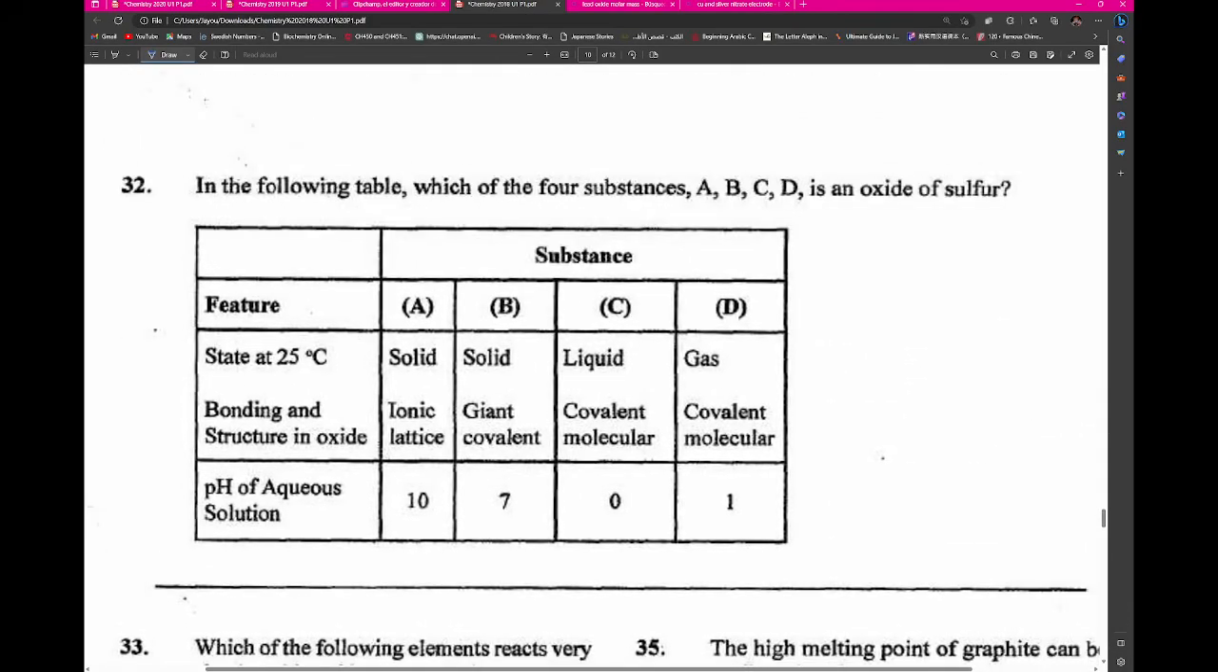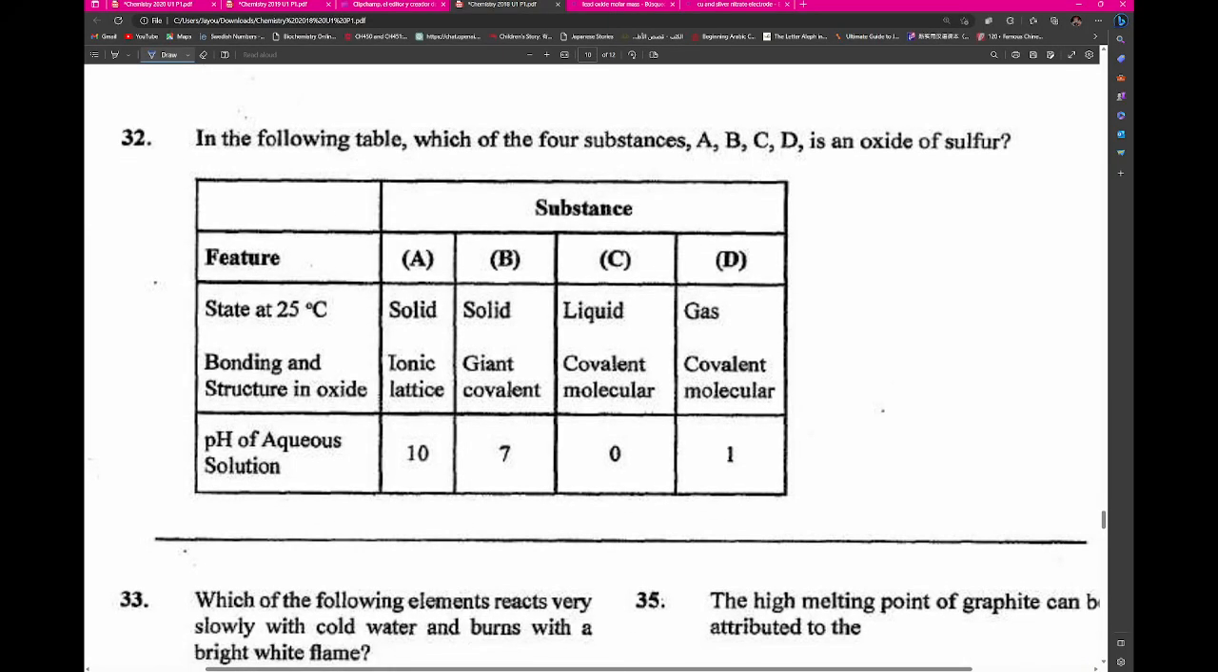Now, which of the following 4 substances would be the oxide of sulfur? Right, so oxide of sulfur would be an ionic, no, sulfur dioxide. This is interesting. So sulfur dioxide is an oxide of sulfur. It could be sulfur monoxide, sulfur dioxide. What is the state of sulfur dioxide? What do you guys think about that before I answer this? State of sulfur dioxide, what is it?